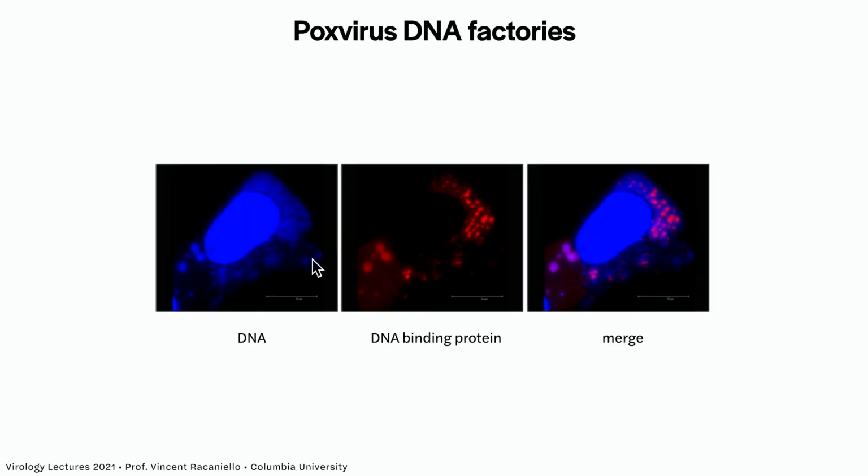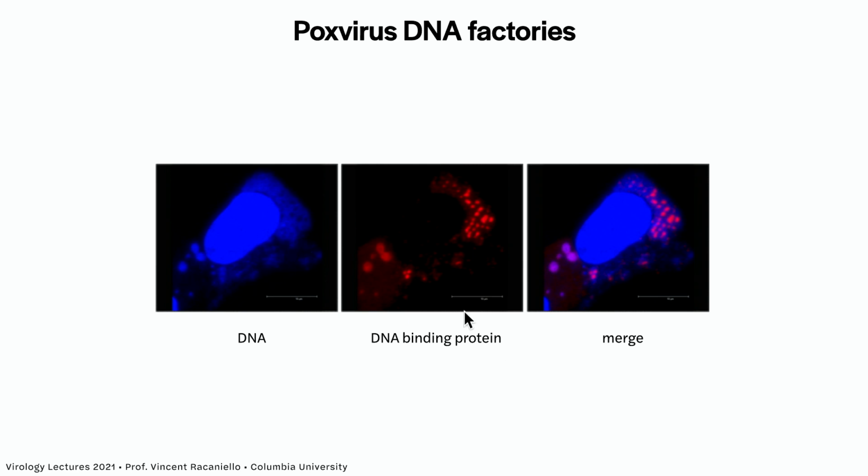So here is an experiment where we have infected a cell with a pox virus, and we have stained the infected cell in 2 ways. One with DAPI, which will stain DNA blue. And you can see here this very blue staining structure. That's the nucleus of the cell. But you also see in the cytoplasm, there's some staining going on there, right? In particular, there's some round areas.